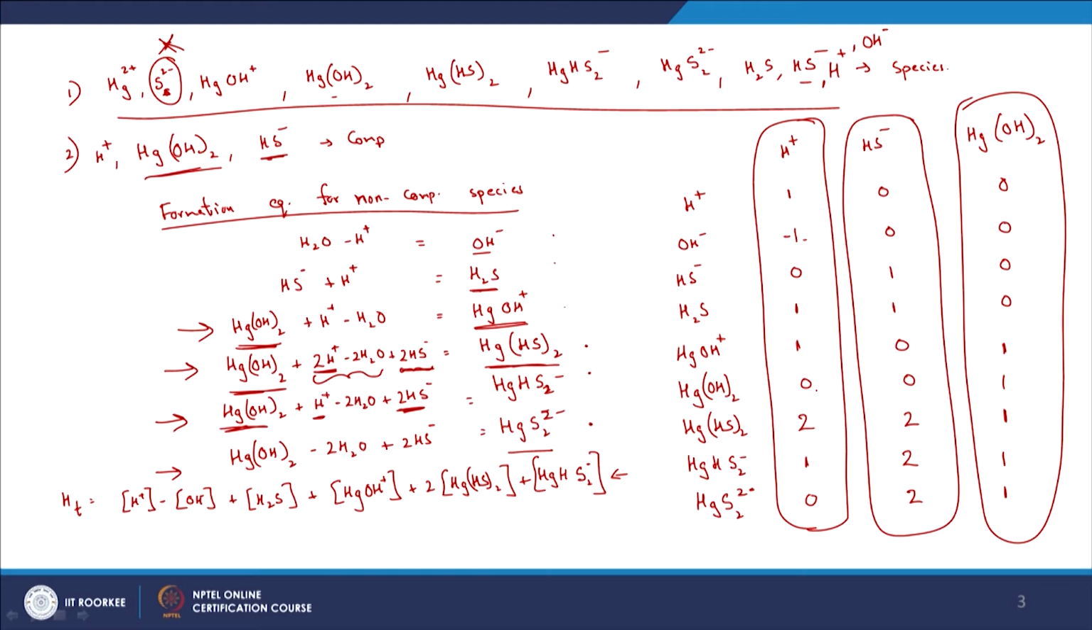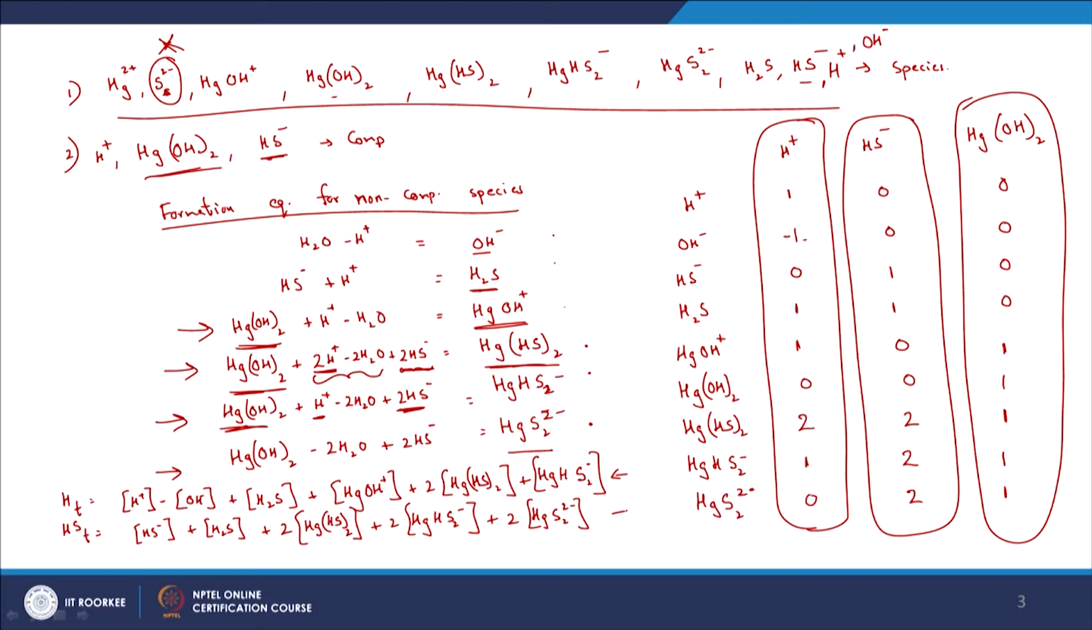And similarly, we are going to write down for HS total, what is it now? HS minus, I guess, right? HS total, that's going to be equal to HS minus plus H2S, right? And plus 2 times HgHS twice, plus 2 times HgHS2 minus, again plus 2 times HgS2 2 minus, right? Again, just the coefficients and the relevant species here.